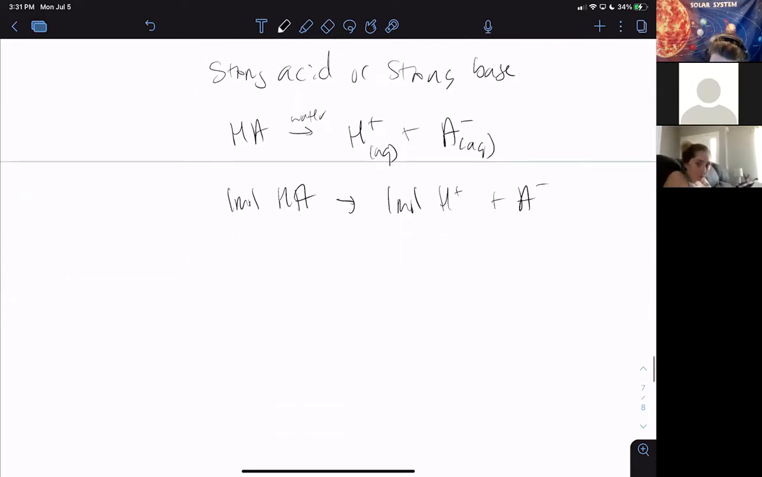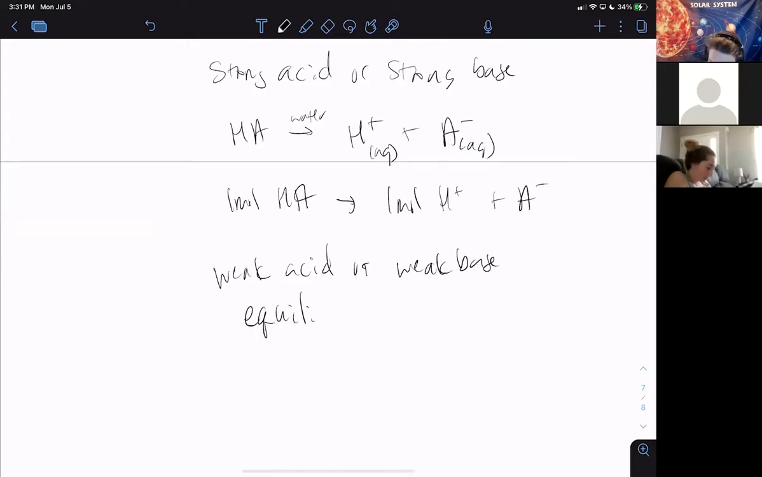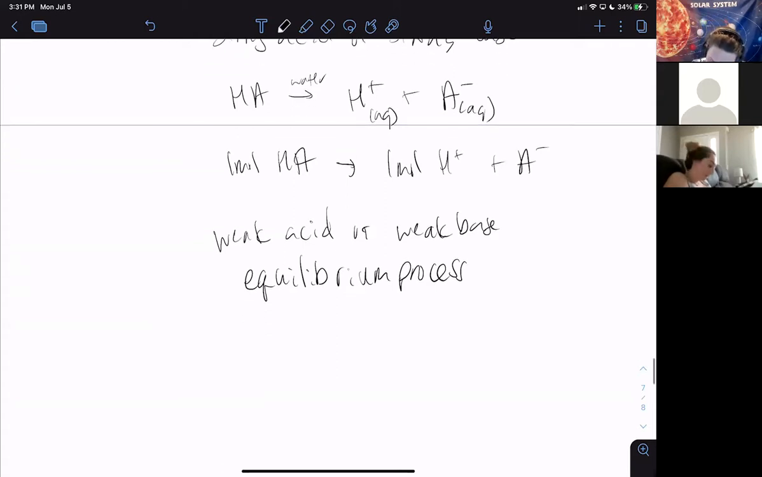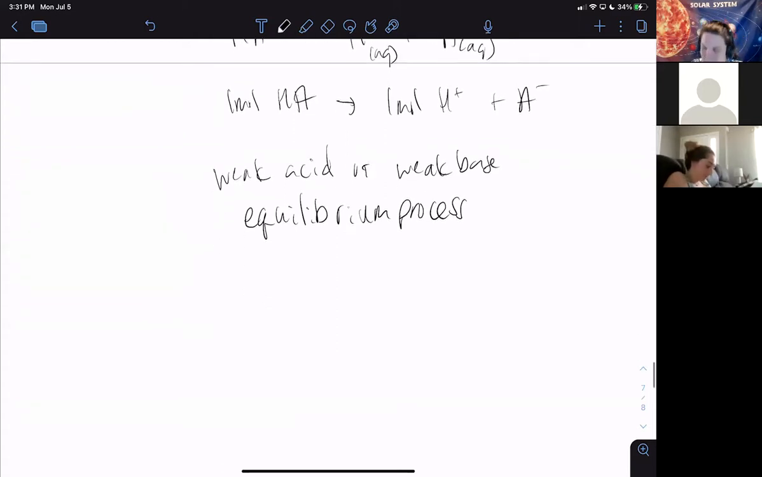A weak acid or a weak base, this is going to be an equilibrium process. Sorry, I'm spending so long on this dissolving process. I feel like it's a very important topic. And since we're an online class, I don't get to go over this very much.